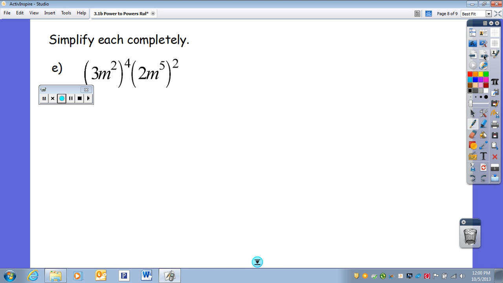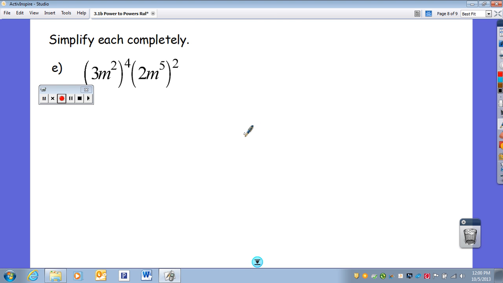In our next example, I have 3m to the 2nd power raised to the 4th power, and I have 2m to the 5th raised to the 2nd power. Now I can write this out in expanded form, or I can take the shortcut, remembering that this is 3 to the 1st power and 2 to the 1st power. Let's show what it would look like in expanded form. So 3m to the 2nd power would be a 3 with 2 m's, and that entire grouping is raised to the 4th power, which means I want 4 of these.